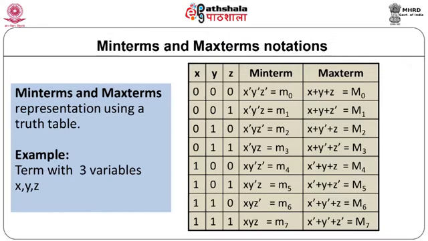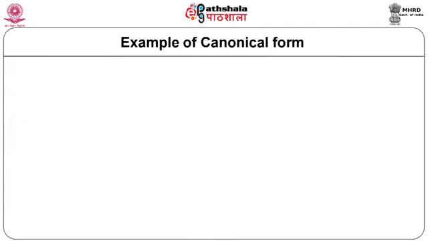A sum term that contains all the variables in complemented or uncomplemented form provides a max term. So, thus we have 2 raised to n max terms. Let us take an example of how to obtain canonical sum of product forms from a given truth table. Now, we are given a truth table with 3 inputs A, B, C, and the output of the logical expression is f.